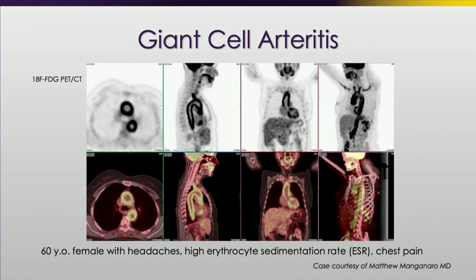This is a case of a 60-year-old female with headaches, high sed rate, and chest pain, ultimately diagnosed with giant cell arteritis, also known as temporal arteritis. Notice that the PET-CT lights up the thoracic aorta and the takeoff of the aortic arch vessels remarkably. So this person clearly had involvement of the aorta.